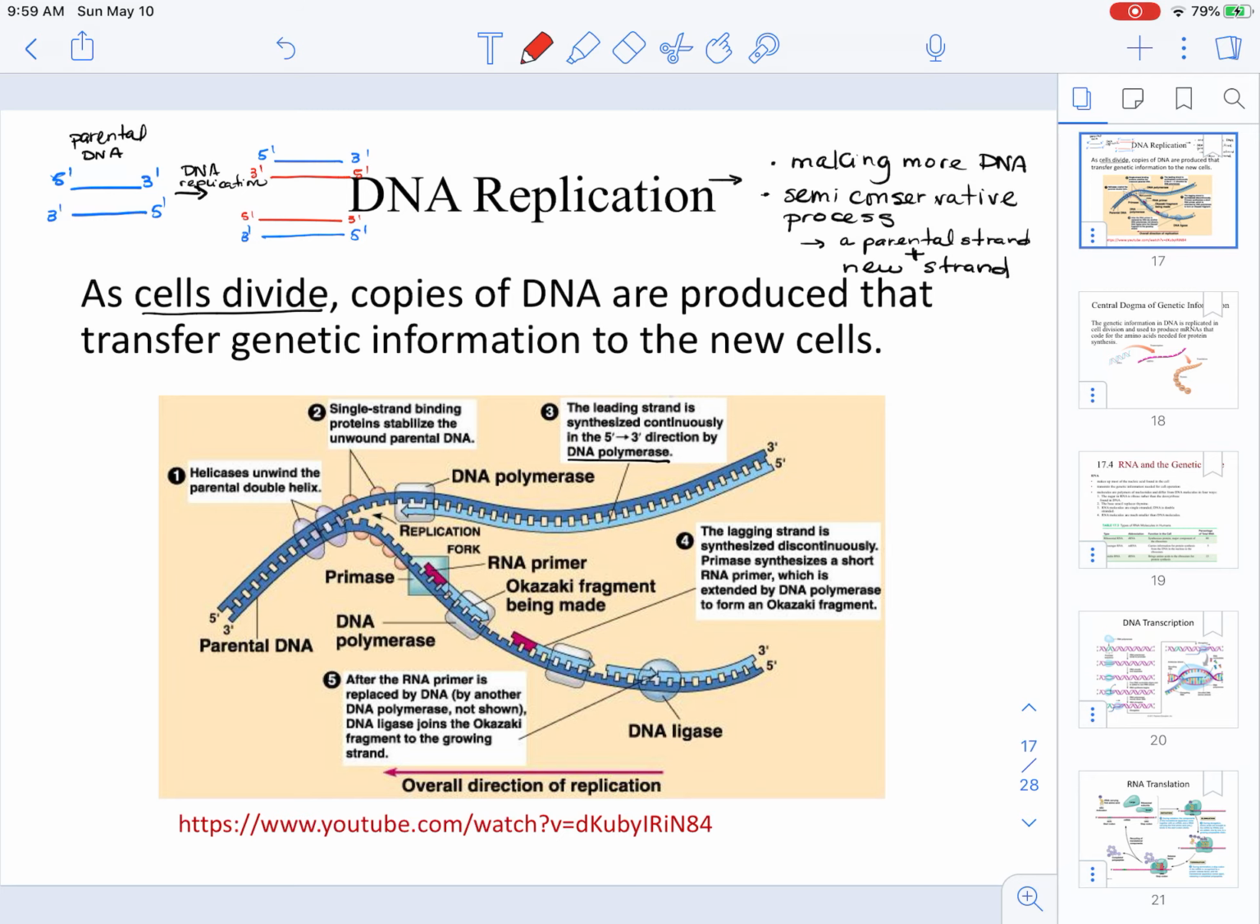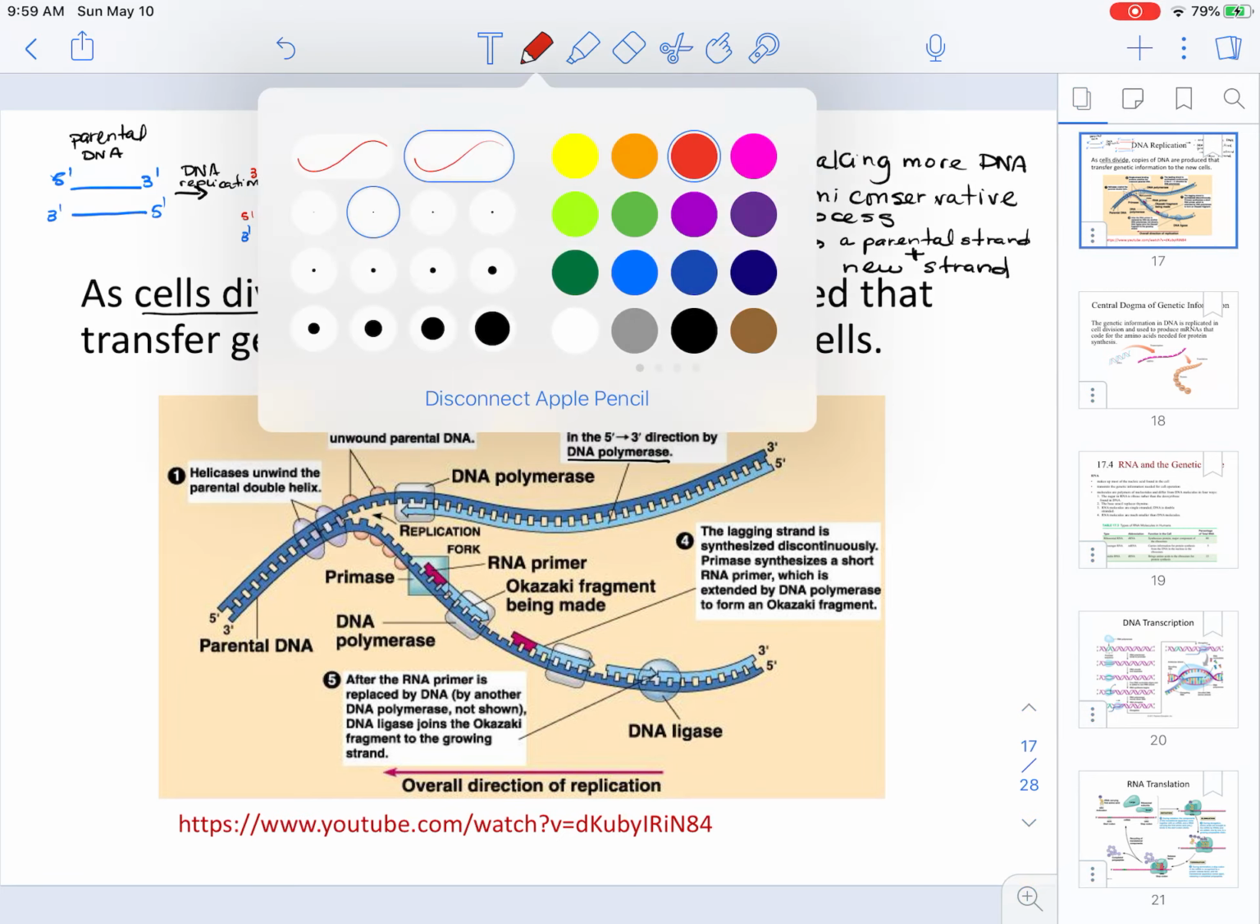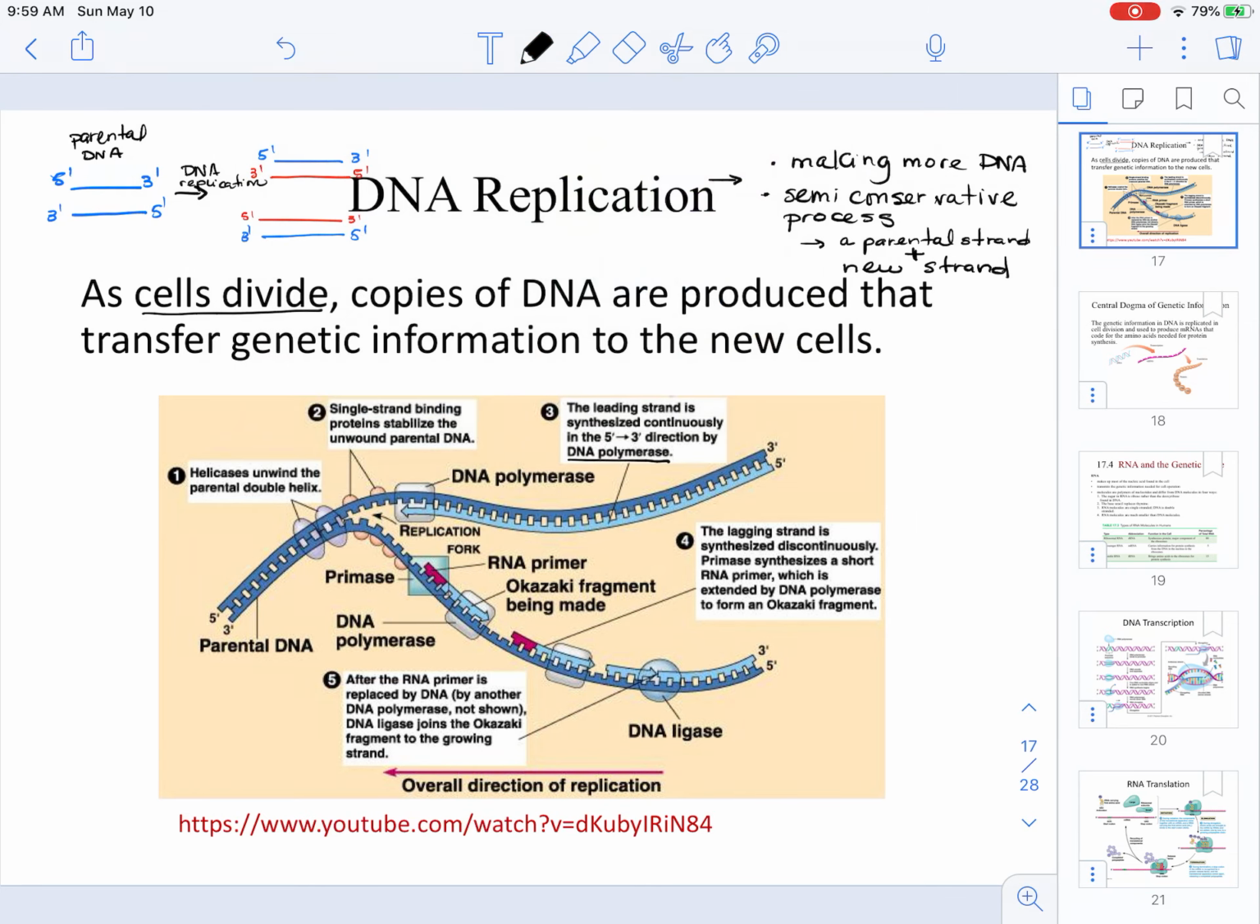So now let's look at the steps involved in DNA replication. In the first step of DNA replication, we're going to have helicase, and helicase specifically is an enzyme that is going to unwind, in other words, separate the parental double helix strands. Then single strand binding proteins stabilize these unwound parental DNA strands. Then on step 3, step 4, we're going to be synthesizing the new DNA strands that are going to be base paired with the parental strands.